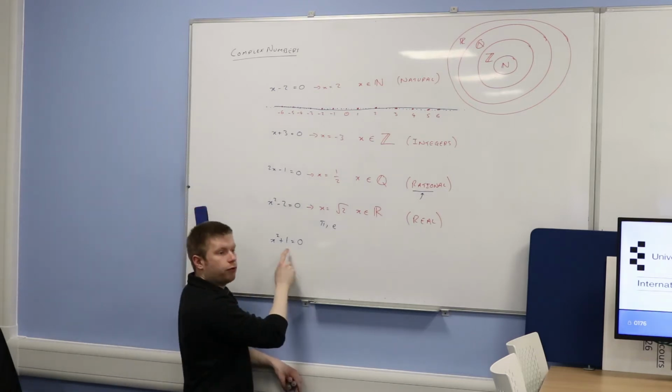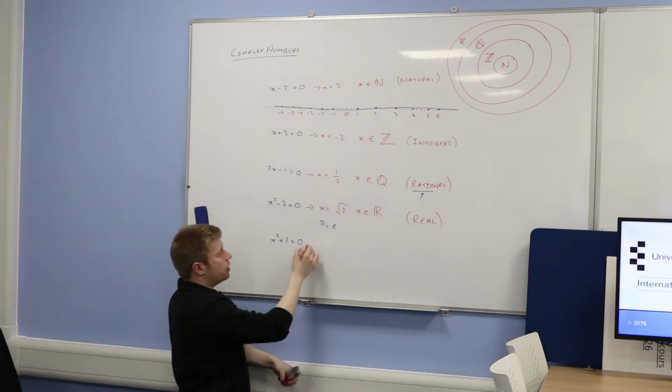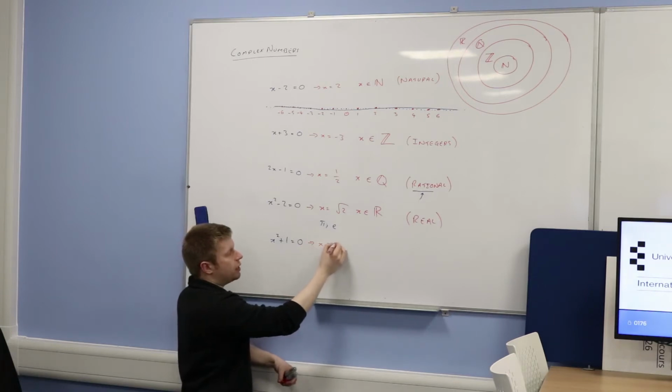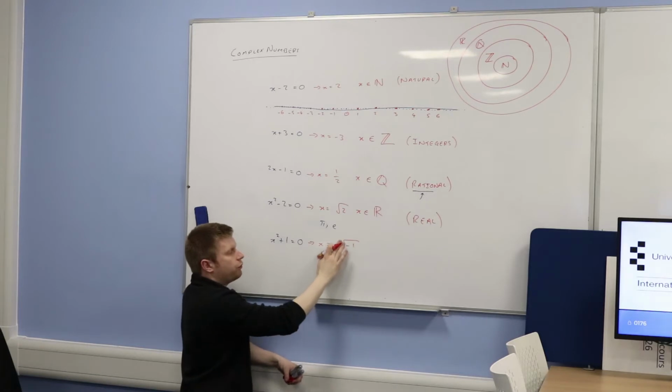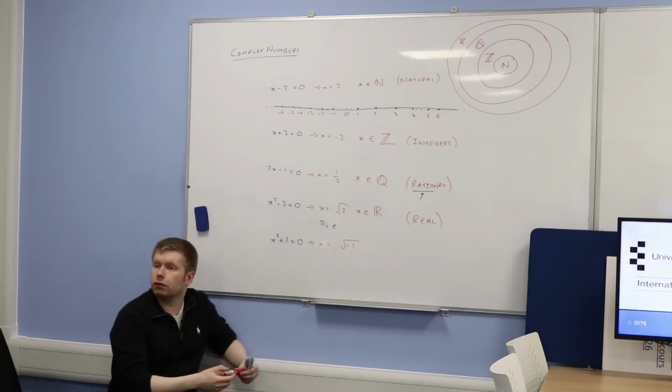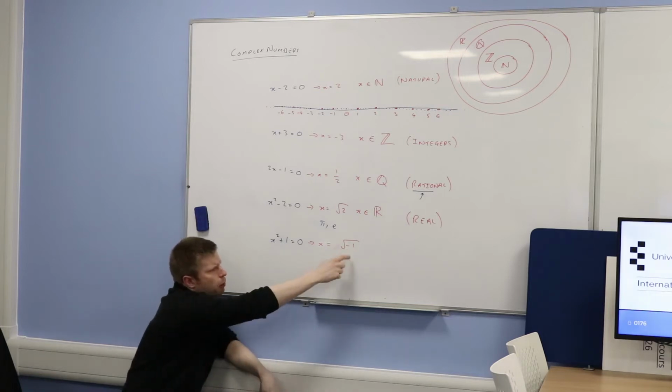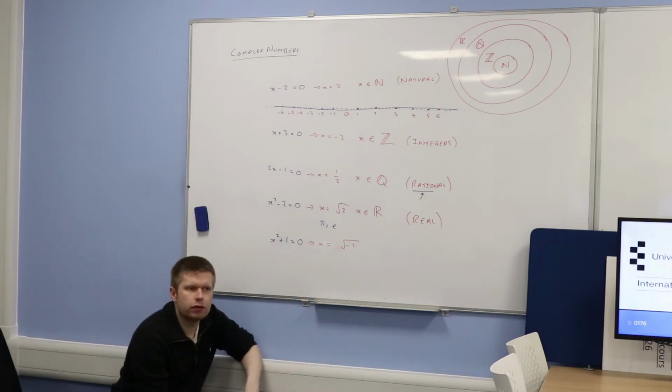So you're going to take away 1 from both sides, aren't you? And then you're going to take the square root. So it should be that x is equal to, technically plus or minus, square root of negative 1. Let's just focus on the positive root for the time being. Okay. Now let's have a think about this. Is this possible? Can you take the square root of a negative number? Why not?